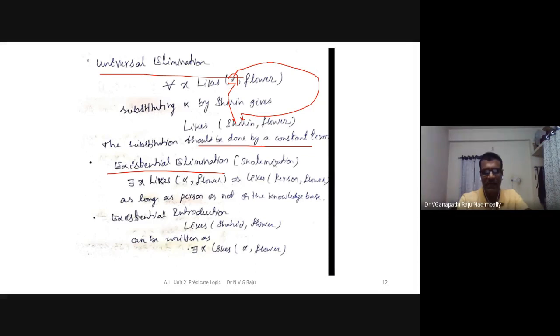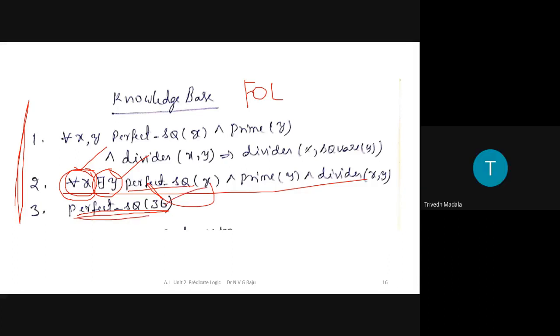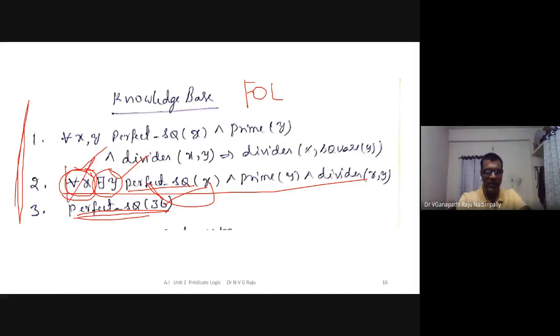Yes, sir. Could you please tell me what is a constant? If I want to eliminate there exists x from this statement too, can I replace this x with 36, a perfect square? Here also I have a perfect square. Can I replace that x with 36? Yes, sir. Now I can remove there exists x. Wherever x is there, I have to replace it with 36. Is it clear?